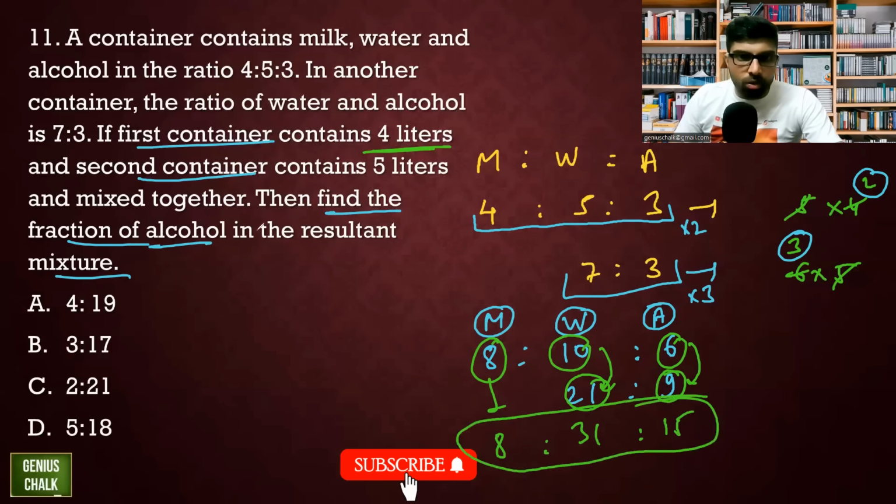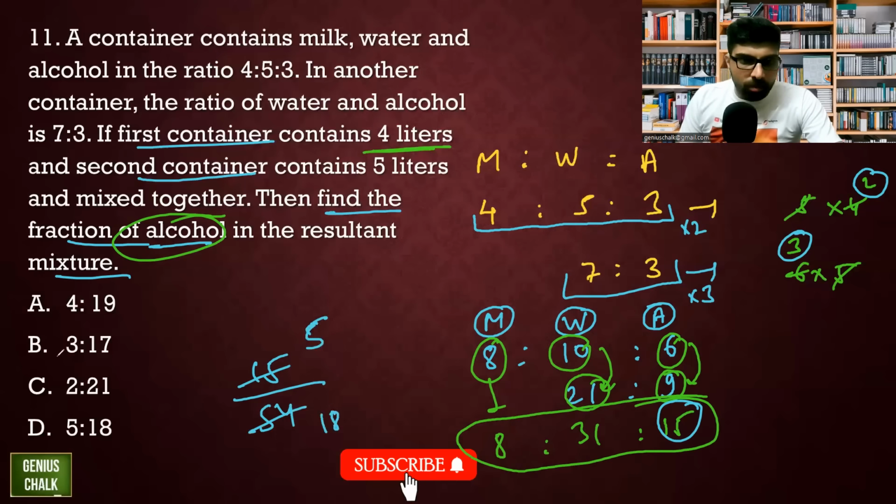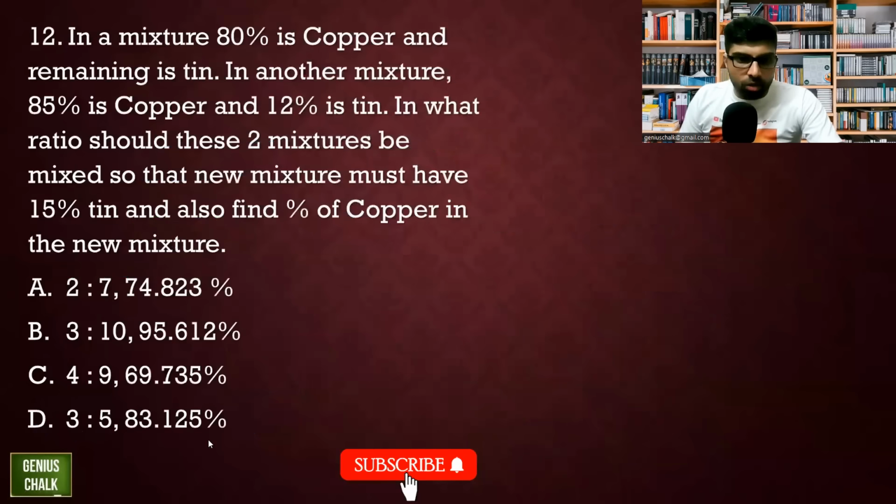So now it is asking you, find the fraction of alcohol in the resultant mixture. So what is the fraction of alcohol? It is 15 by 46 plus 8, 54. Can you find the ratio? 3 fives are 15, 3 eighteens are 54. So 5 by 18, option D has to be my answer. Okay, so this is a unique type which we have not covered so far. So try to solve this also.